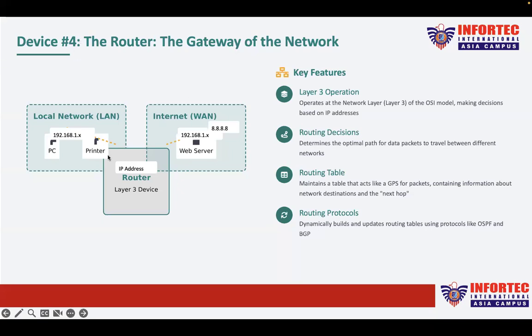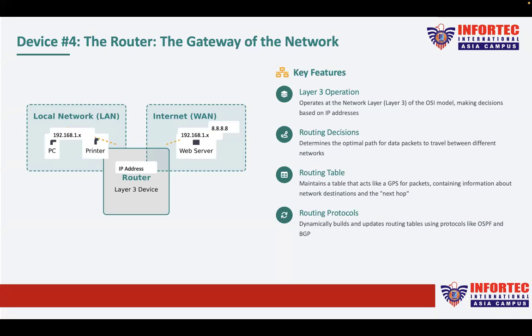So I have included a small picture to understand the router and how it works. Here we have a router, and then we have two networks, LAN and WAN. So the router is the gate to give you access to both LAN and WAN. It is like a door. These are the key features of the router.